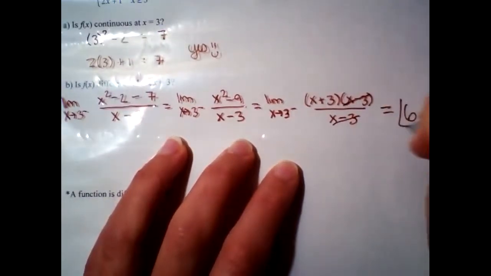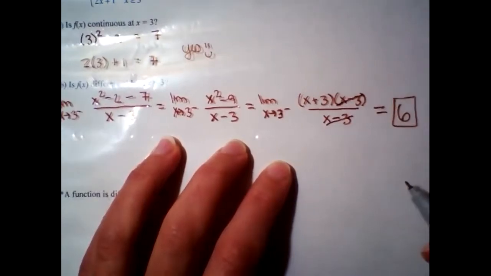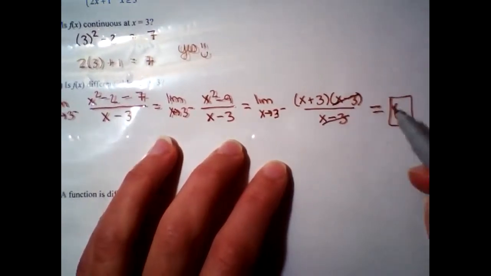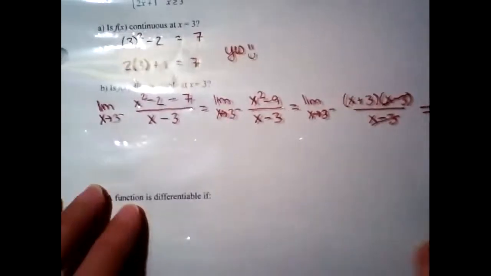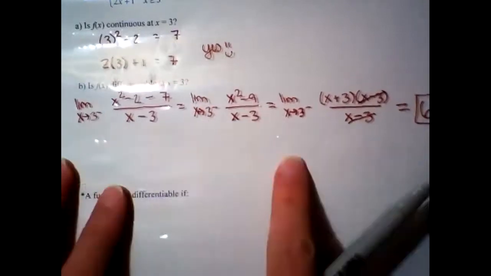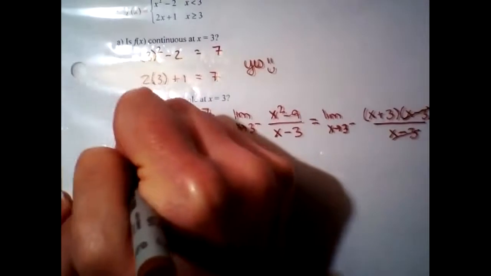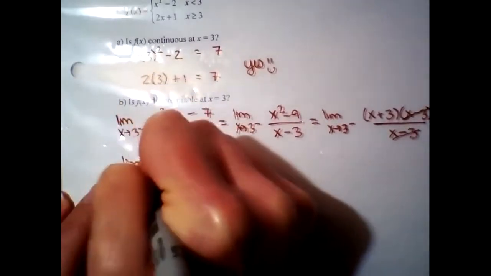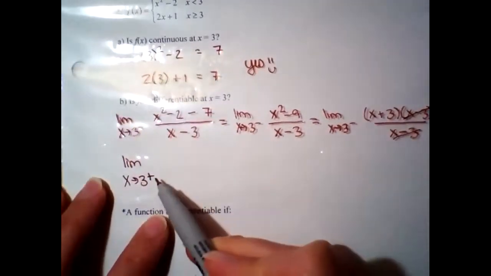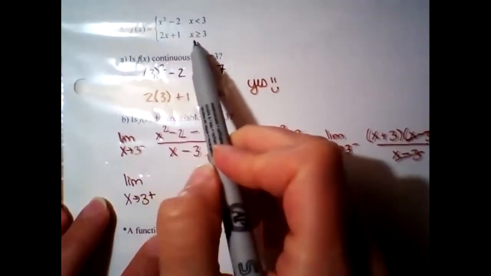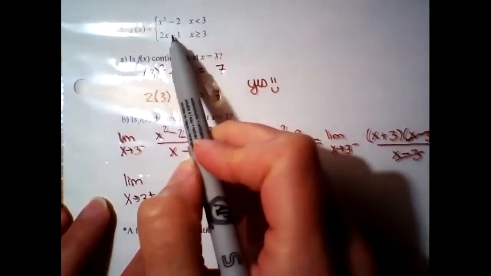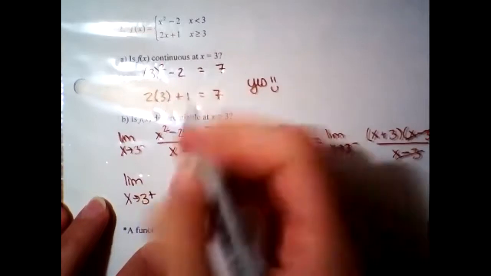So that means my slope, again, remember derivative means slope, my slope from the left side is 6. So now I need to check the derivative from the right side. So I'm going to repeat this process from the right side and see if I also get 6. So limit as x goes to 3 from the right. And that just means I'm going to use the second piece of the function where I've got numbers bigger than 3. So that will be 2x plus 1.